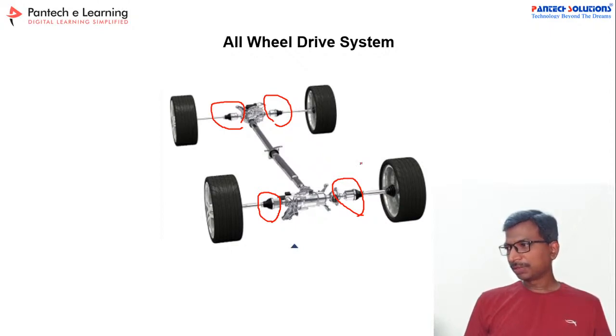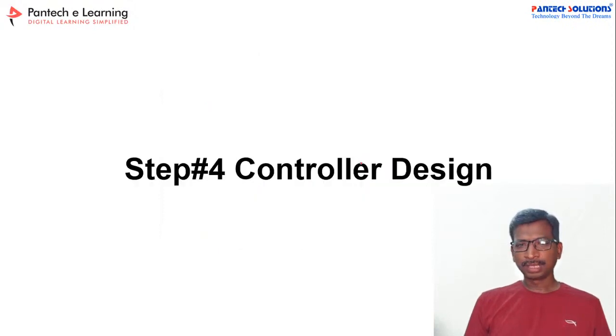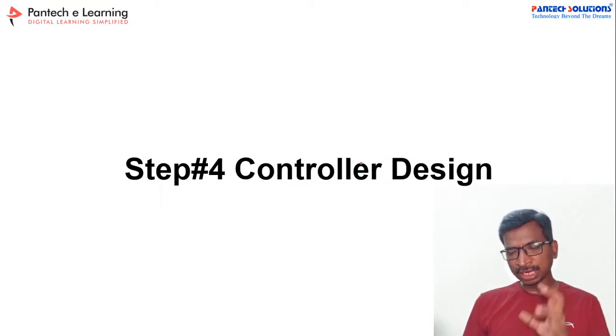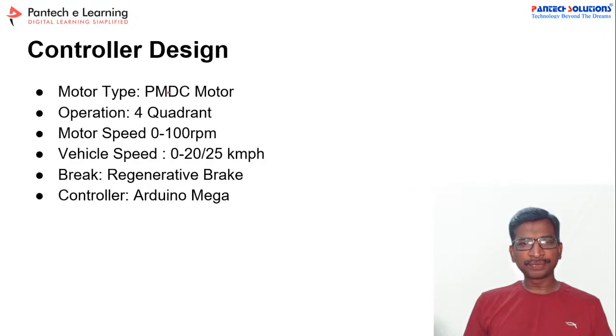If you have any questions, you can ask me. And the next step, that is the final step, is called the controller design. So now we are going to design the controller. For the controller design, this is our requirement. Motor type is PMDC motor. Operation is 4 quadrant operation, and motor speed is 0 to 1000 RPM.